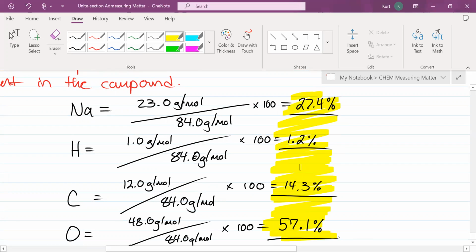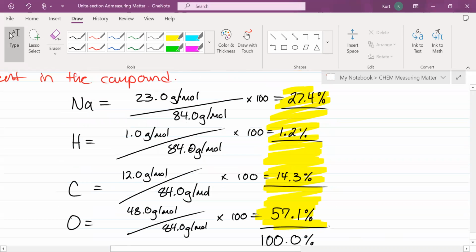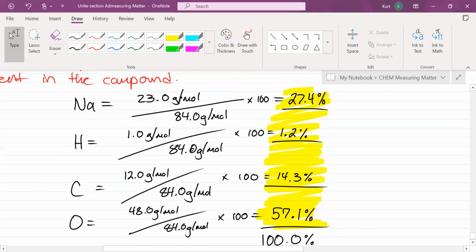27.4 plus 1.2 plus 14.3 plus 57.1. It should equal 100. I hope so. It does? Right on, it's perfect. All right. So, clearly oxygen is the bulk of that compound. That is how you calculate percent by mass.